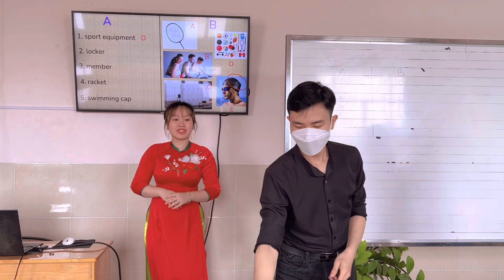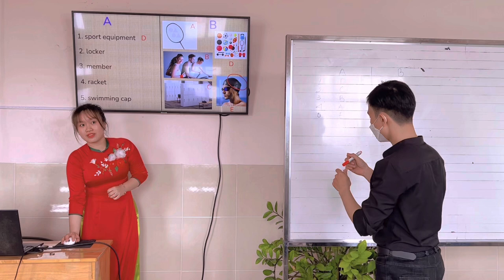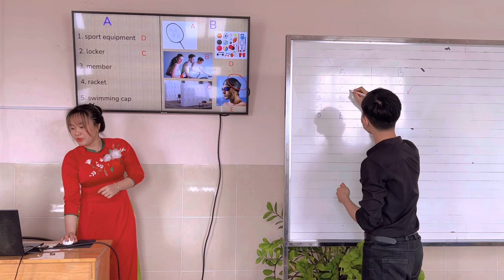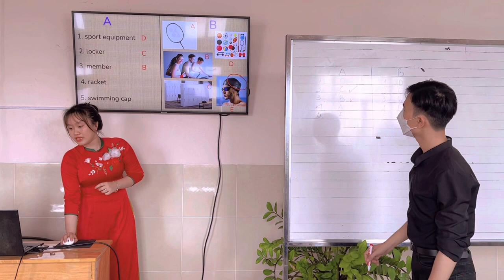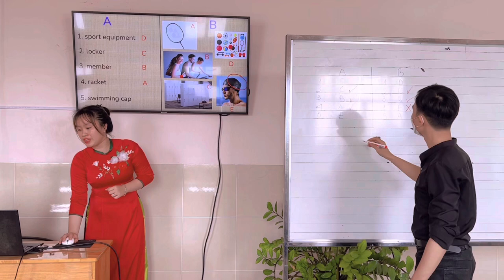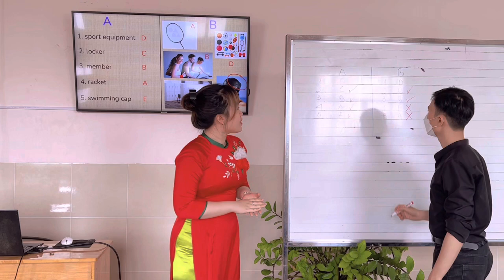Now, number 2, locker with C. Yes. Number 3, member with B. Yes, that's right. Number 4, racket with E. No, with A. Yes. And number 5, swimming cap with E, sorry. Okay, which team is the winner? Team A. Yes, congratulations to Team A.